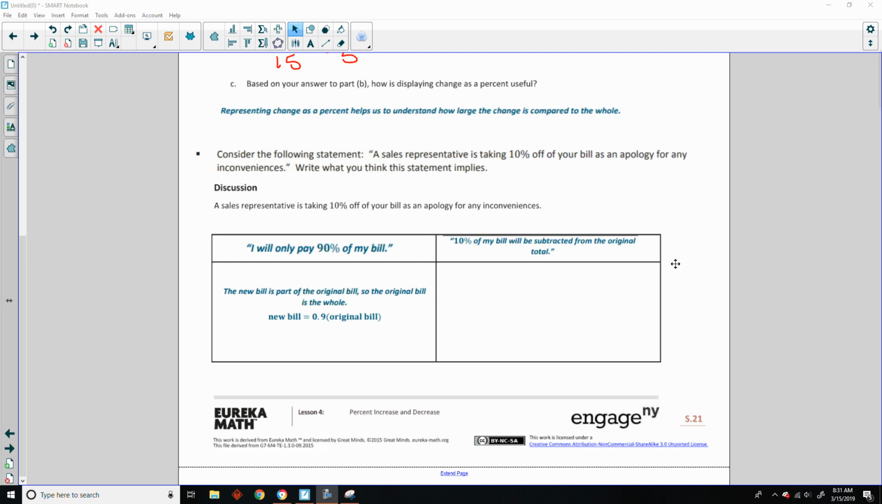Another thing we could say is 10% of my bill will be subtracted from the original total. And then also we could say the new bill is the part of the original bill left over after 10% has been removed. So the original bill is the whole. So the new bill equals the original cost minus 10% times the original. Okay, so there are different ways we can represent that information.